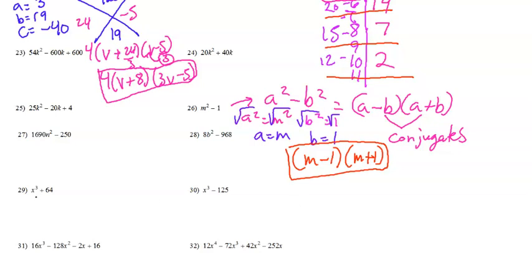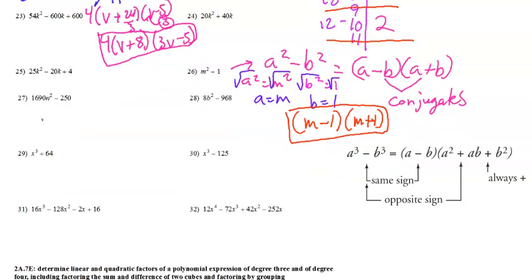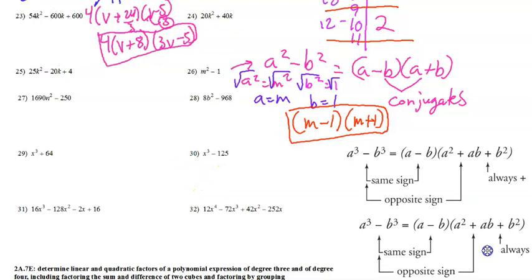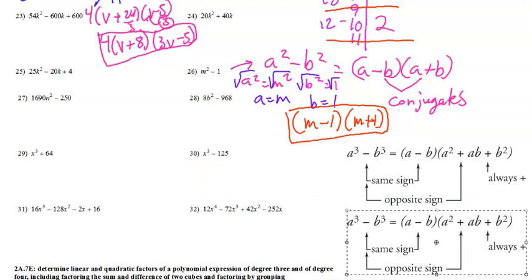Now, number 29, we have a sum of cubes, and we also have a difference of cubes. Let's go over those 2 formulas. For the difference of 2 cubes, we have a cubed minus b cubed equals a minus b times a squared plus a times b plus b squared. These 2 signs will always be the same, and then these 2 signs will always be opposite. The last operation is always going to be positive. For the sum of cubes, we would just need to change some of these signs. We're going to have a plus sign here, a plus sign here, and then a minus sign. And that's for sum of cubes.